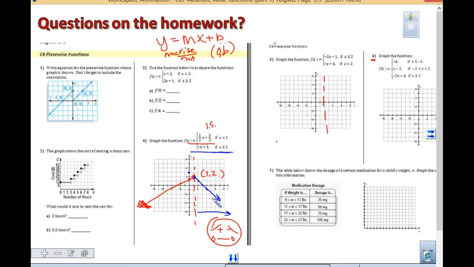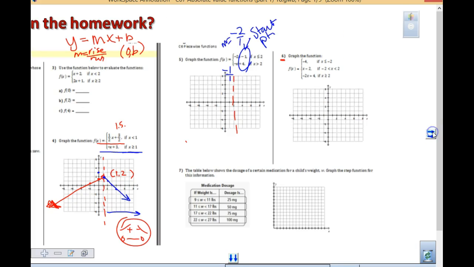Number 5 is very similar to that. So your start point is back here. This is where you should start your graph. And then your movement, this one is a negative 2 over 1. This one is a negative 1 over 1. So you should take a look at those and try those.